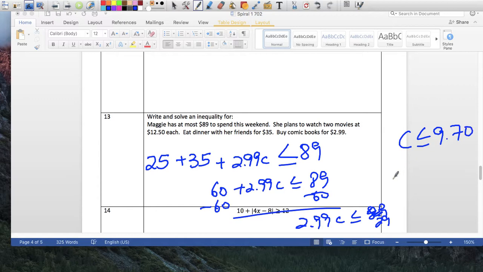I'm going to round it to 9.70. The maximum number of comic books you can buy is 9, but you can't buy 0.70 of a comic book.